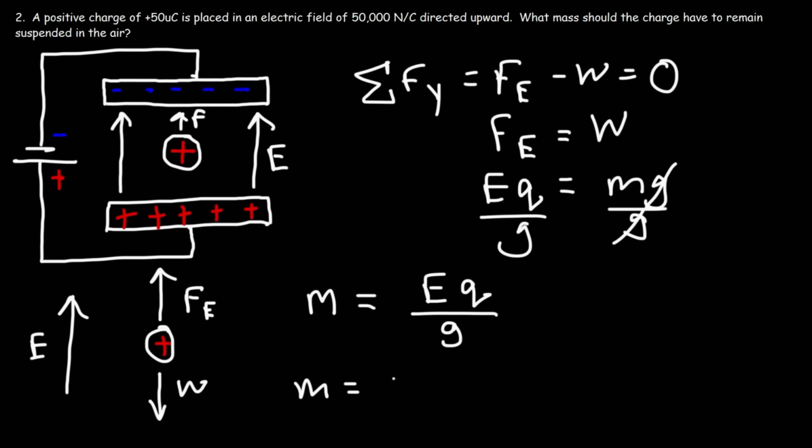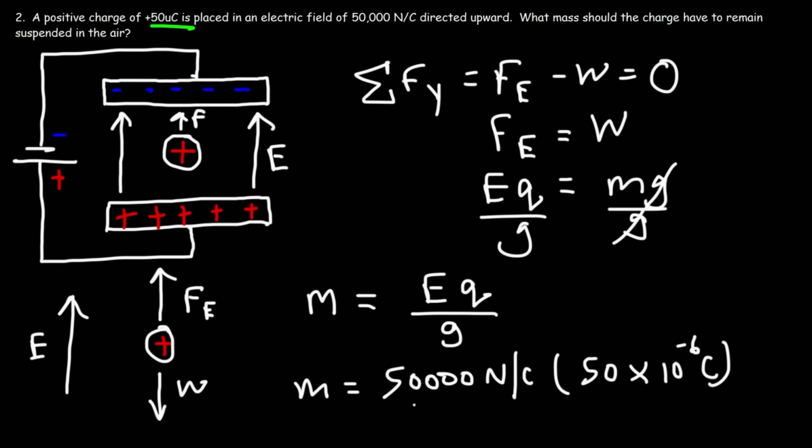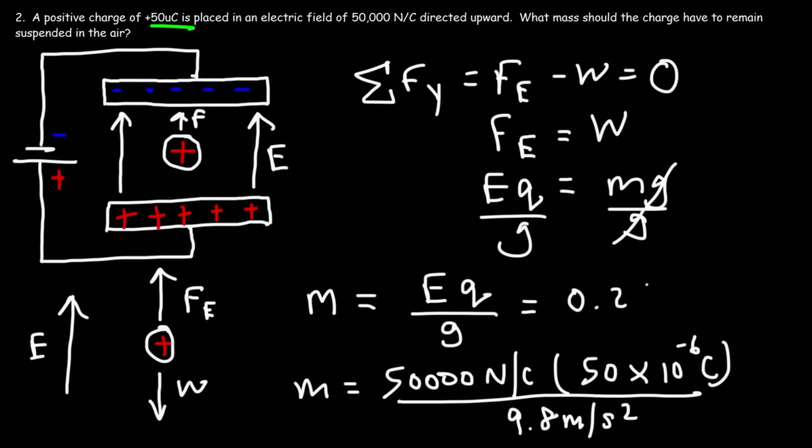The electric field is 50,000 newtons per coulomb. The magnitude of the charge, we're dealing with a 50 microcoulomb charge, so it's going to be 50 times 10 to the negative 6 coulombs. And then we're going to divide that by the gravitational acceleration of 9.8 meters per second squared. So it's 50,000 times 50 times 10 to the minus 6 divided by 9.8, and you should get 0.255 kilograms.